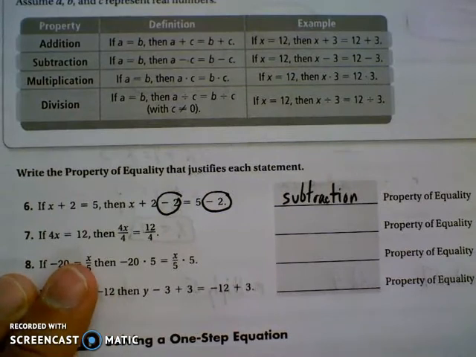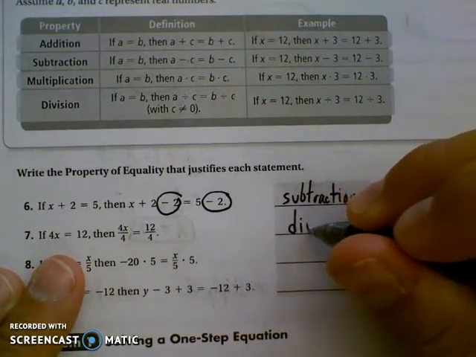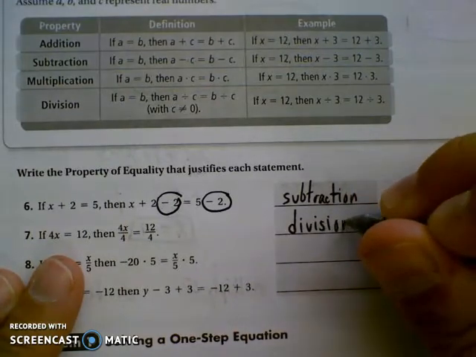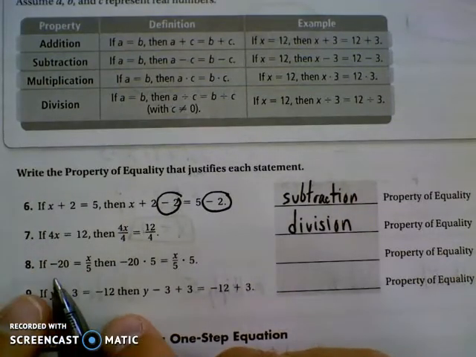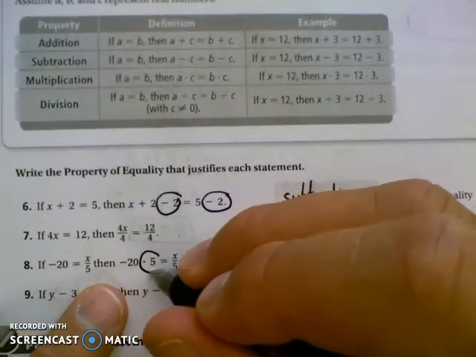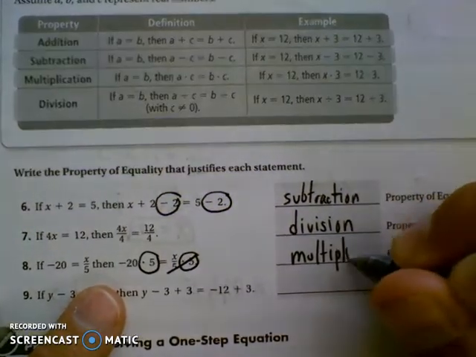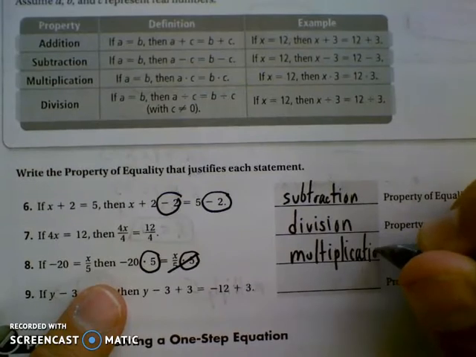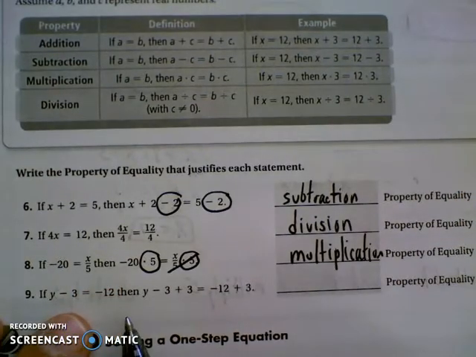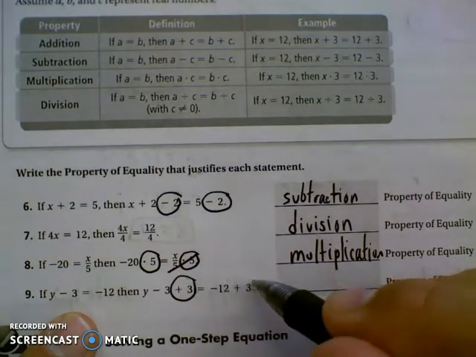4x equals 12. Then divide by 4 on each side. Oh, you're dividing, so it's a division property. This is really just asking you what the next step is going to use. If negative 20 equals x over 5, then multiply by 5 on each side to get rid of that 5. This would be the multiplication property. And this one is going to be the addition property, because you're going to add 3 to each side.